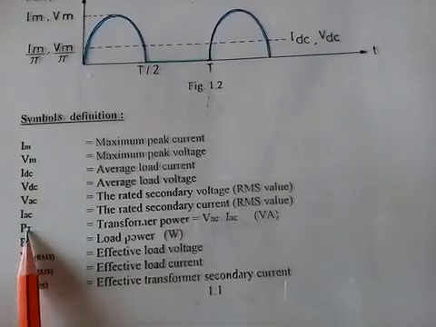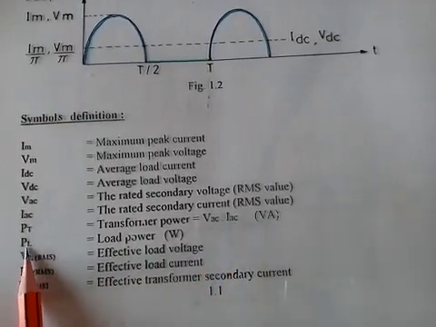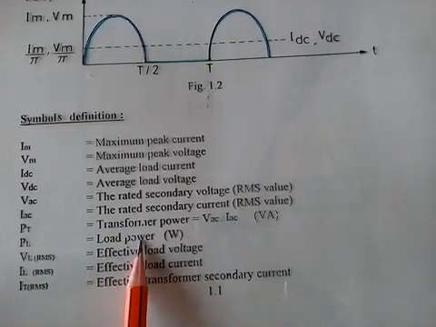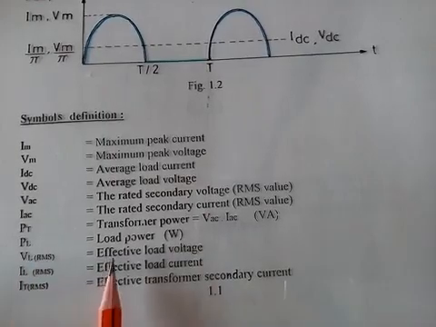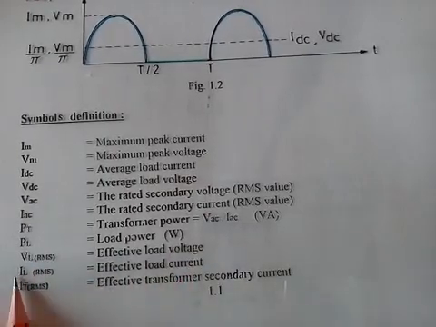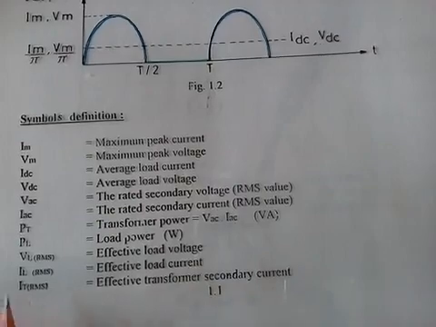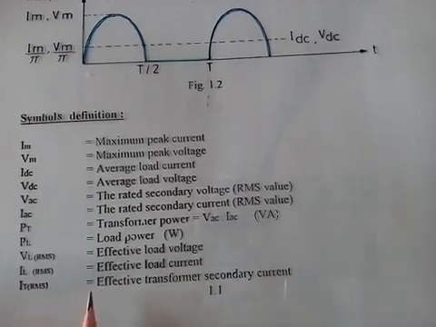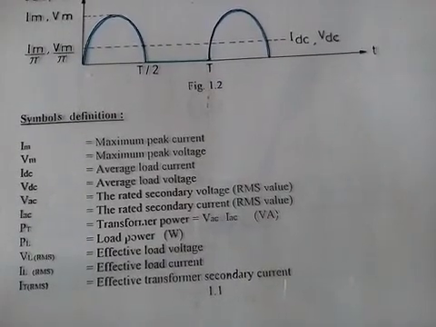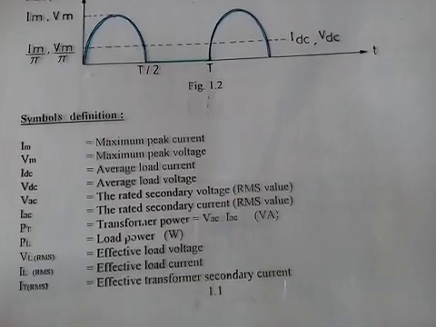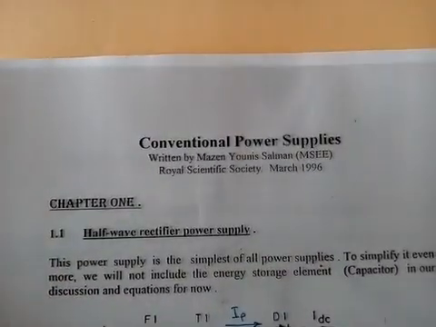The total power of the transformer, PT, that's in volt-amperes. The PL, which is the load power, that's in watts. The VL, that's in RMS, the effective load voltage. IL, in RMS, that's the effective load current. IT, also in RMS, that's the effective transformer secondary current. These symbols are standard for all the configurations that I intend to discuss. Okay, let's move forward.